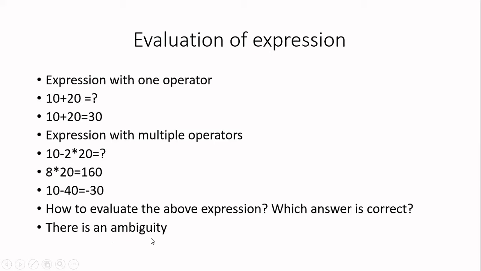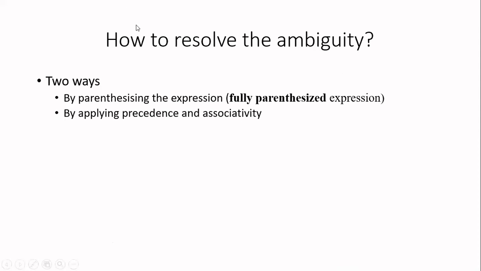Now, when you give this expression to the compiler or the computer, it should solve the expression without any ambiguity. So how to do that? That only we are going to focus now. So how to resolve the ambiguity? If you want to resolve the ambiguity, there are two ways. The first way is whatever expression is given to you, you fully write the expression with the help of parentheses. So that is called as fully parenthesized expression.